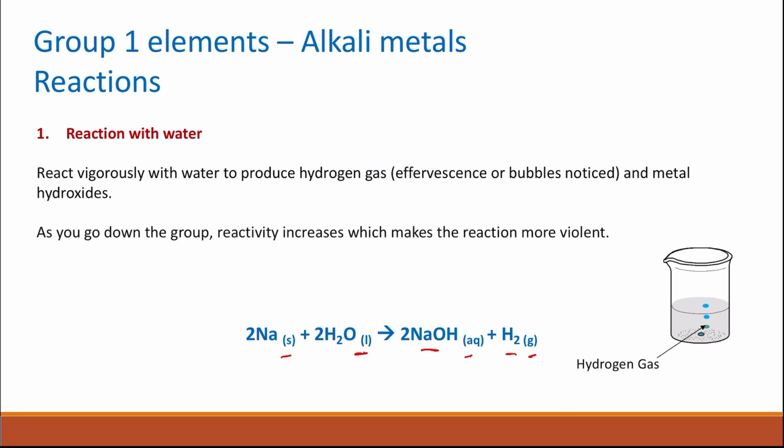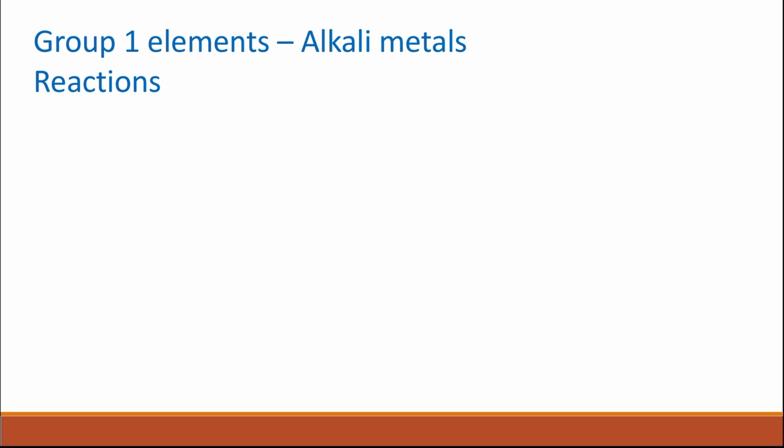As you go down the group, the reactivity will increase, which makes the reaction more violent. So when we look at the different elements in group 1, we can see that cesium is below potassium in the group, and that means cesium is more reactive. We can predict that it will react more vigorously with water than potassium, and actually it will explode.